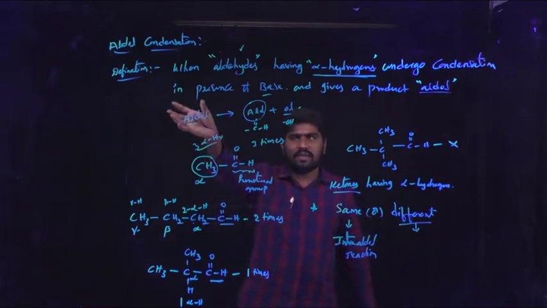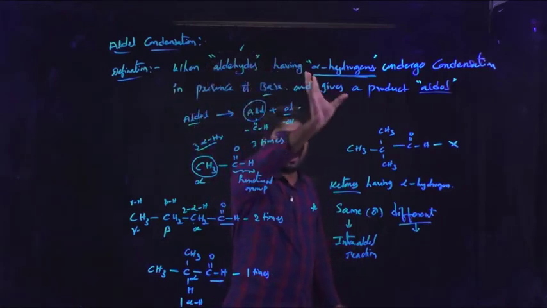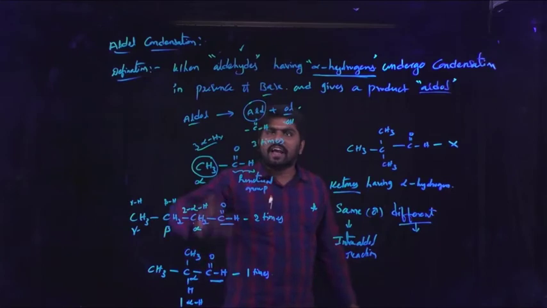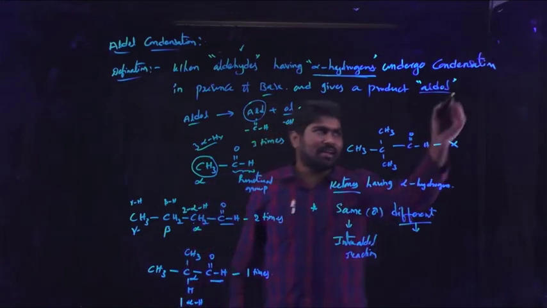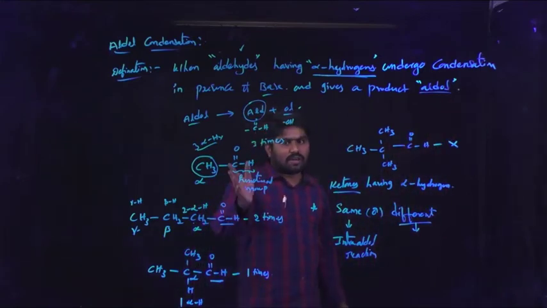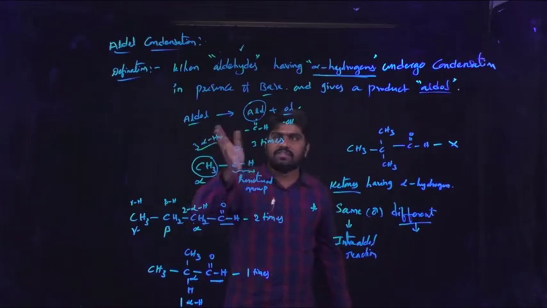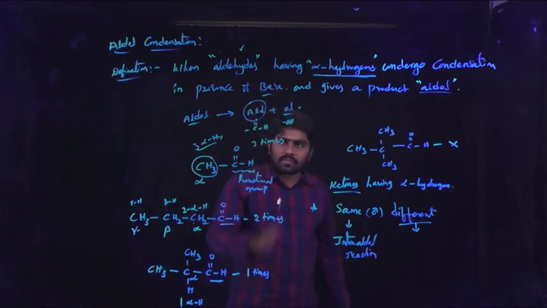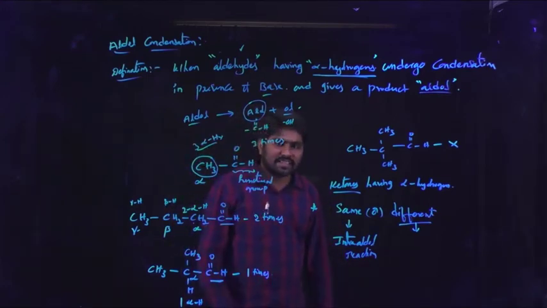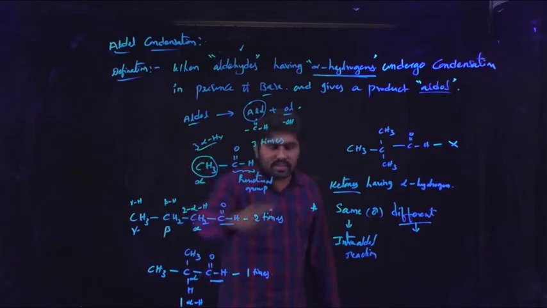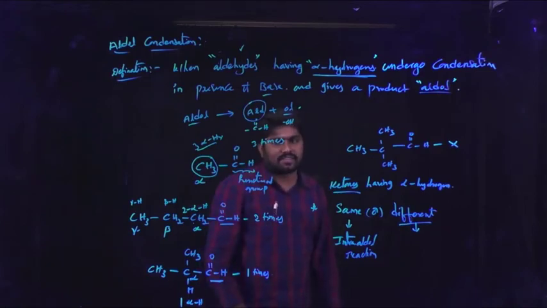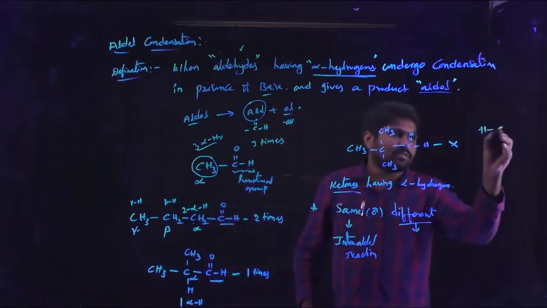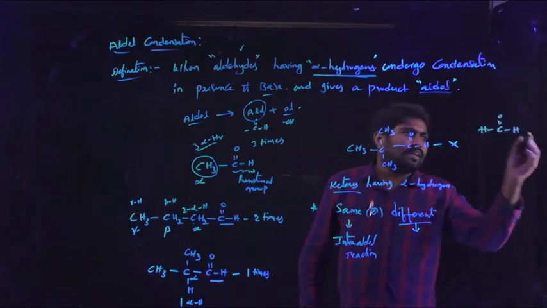Now I am briefly explaining again. The definition: aldehyde molecules having alpha hydrogens undergo condensation in presence of a base and give a product called aldol. Aldol means the product which has an aldehyde and an alcoholic group. These are some of the examples which participate in the aldol reaction and which do not participate. Here I am giving some other examples. This is formaldehyde.